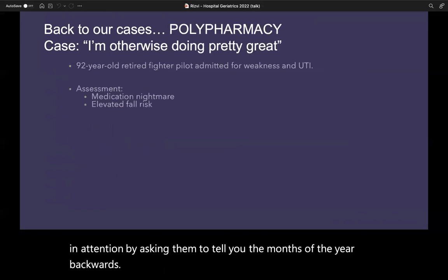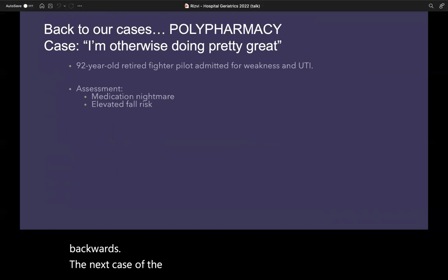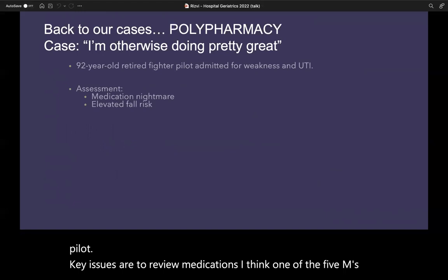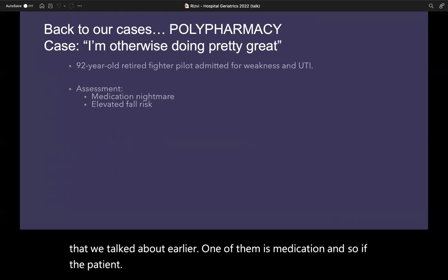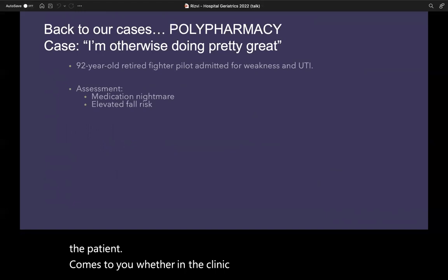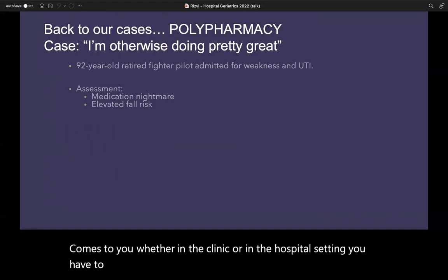The next case of the 92-year-old retired fighter pilot. Key issues are to review medications. I think one of the 5 M's that we talked about earlier is medication. And so if the patient comes to you, whether in the clinic or in the hospital setting, you have to make sure that you review their medication list.